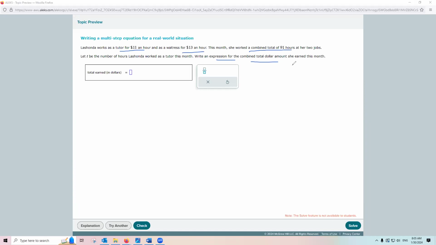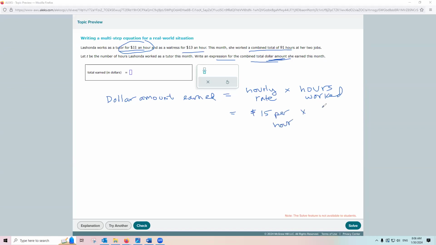first, let me think about the starting point for this problem. I know this person is working at two different jobs, and they want the dollar amount she earned. So how do you calculate the dollar amount earned at a job? Well, you would take the hourly rate, for example, she earns $11 an hour as a tutor, times the number of hours worked. Let me give you a quick example. Let's say you were making $15 an hour and you worked 10 hours. Well, that would be $150 earned. That's the basic setup that we have to think about.